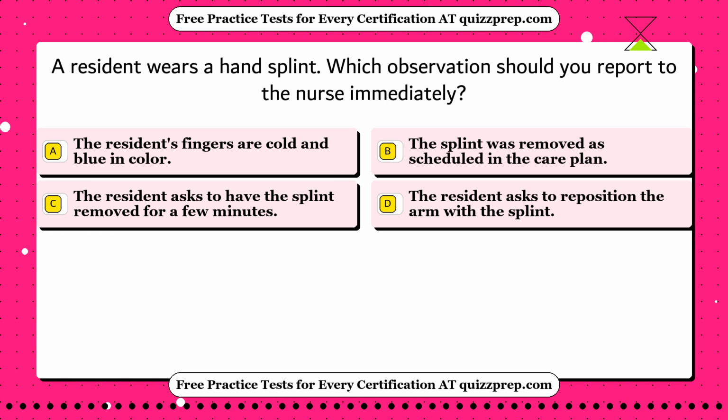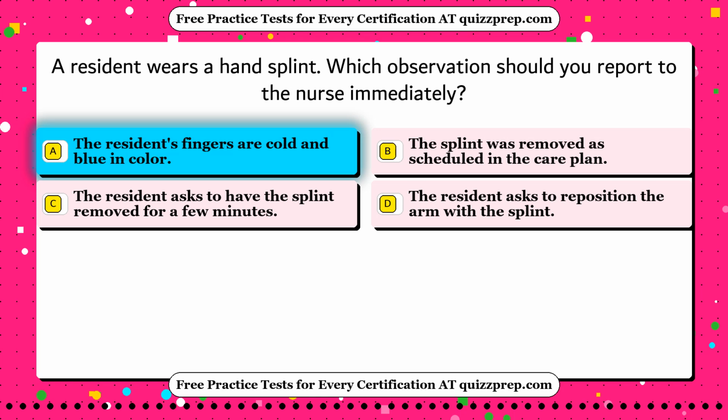Option A. The resident's fingers are cold and blue in color. Option B. The splint was removed as scheduled in the care plan. Option C. The resident asks to have the splint removed for a few minutes. Option D. The resident asks to reposition the arm with the splint.